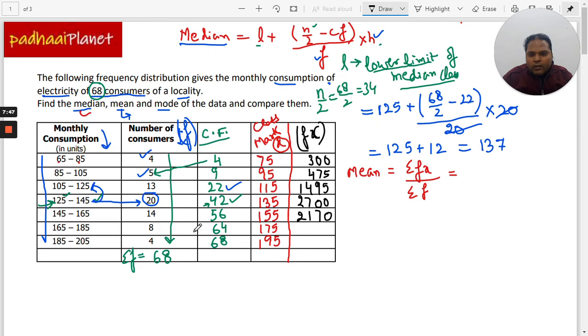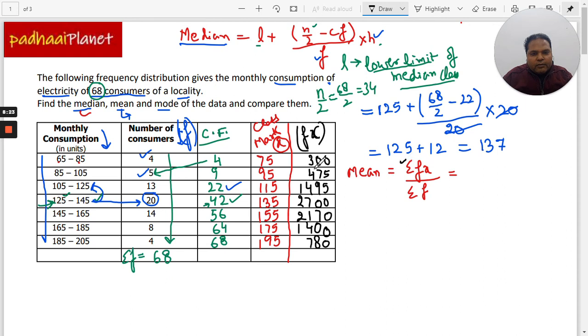Then we multiply 8 with 175, so that's 1400. I'll still multiply so that we don't commit any mistake. 4 carries, and 0, then 6 is carry forward, and finally we get 1400. Now 4 multiplied by 195, so that is 780. Now this is what we get, all the values of fx.